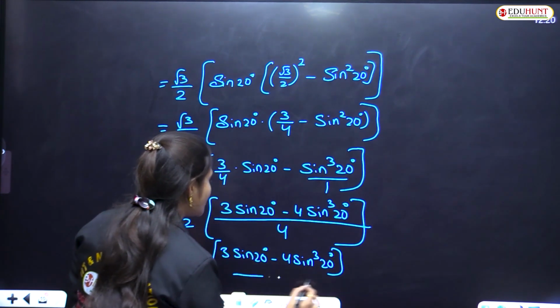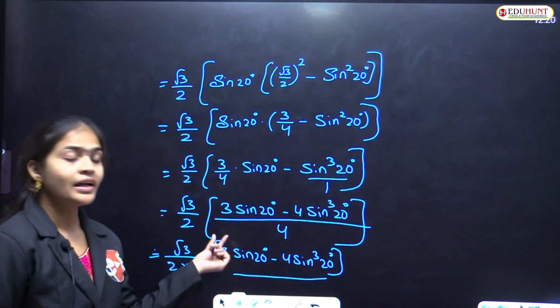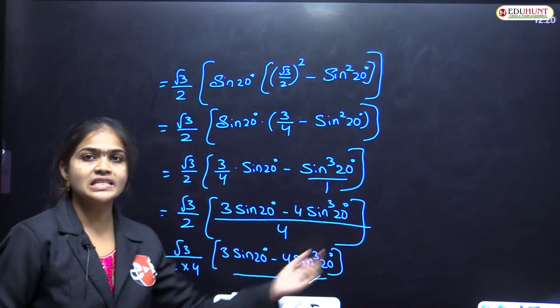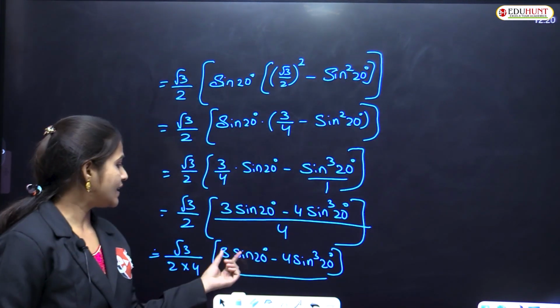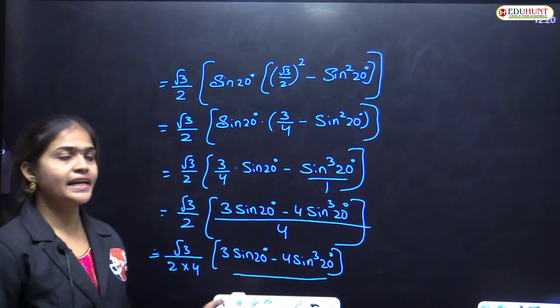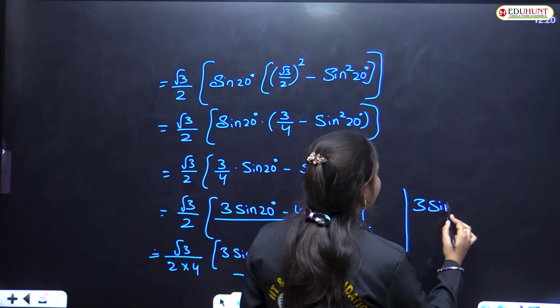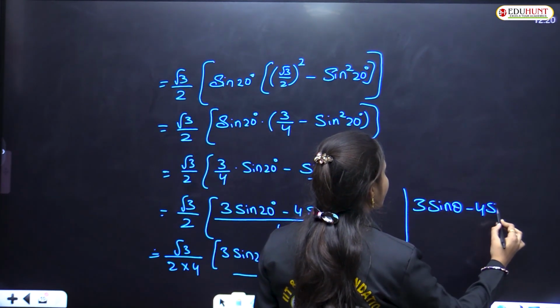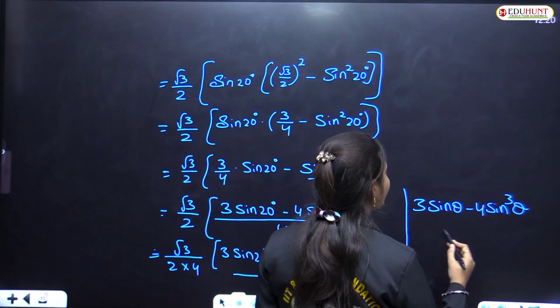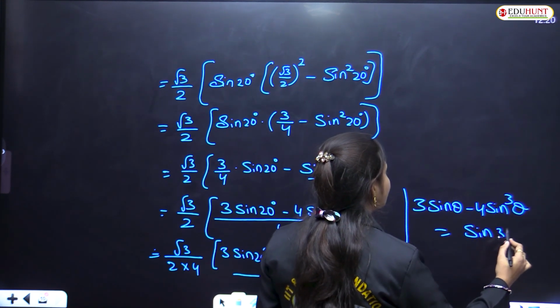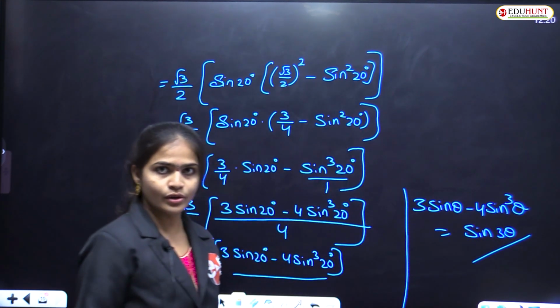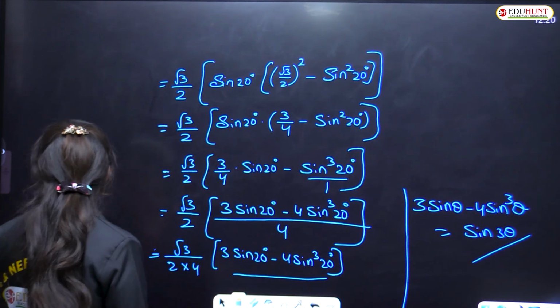So children, just observe this one. This is in the form of 3 sin theta minus 4 sin cube theta. Yes or no? 3 sin theta minus 4 sin cube theta. So that is the formula for that. 3 sin theta minus 4 sin cube theta is the formula of sin 3 theta.